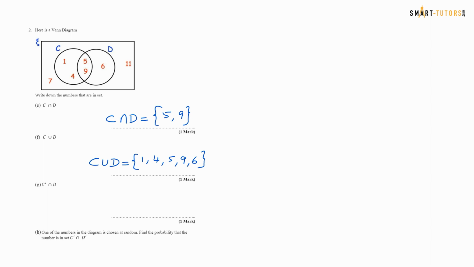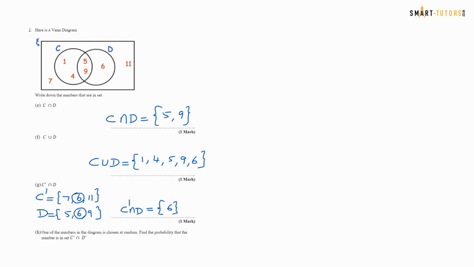Next one, C dash. If you want, you can write the C dash. What is C dash? Cover the C, anything outside of the C, which is 7, 6, 11. D is 5, 6, 9. So 6 is the common element. So C dash intersection D is 6.